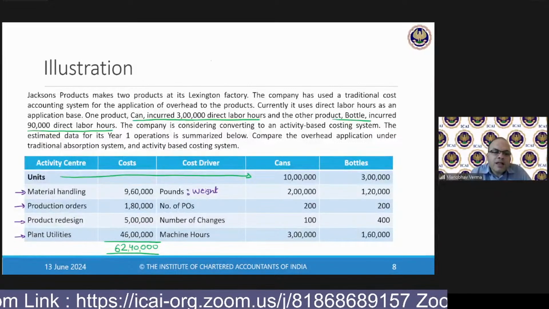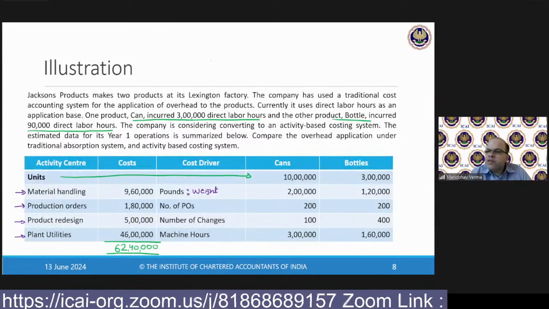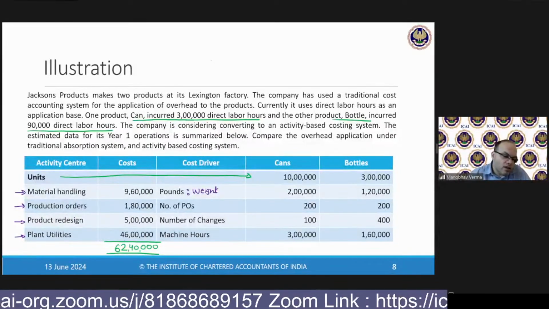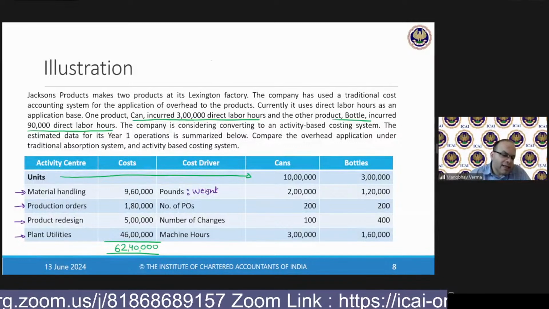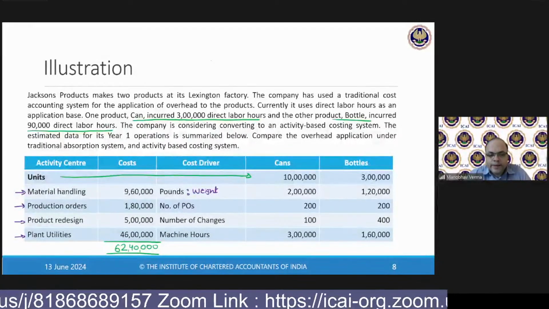Similarly, we discussed product redesign, and we already talked about this in the first 15 minutes: number of design changes. Sushil is giving me an answer: material handling is based on the weight of the material. Absolutely correct. So that's what we did.